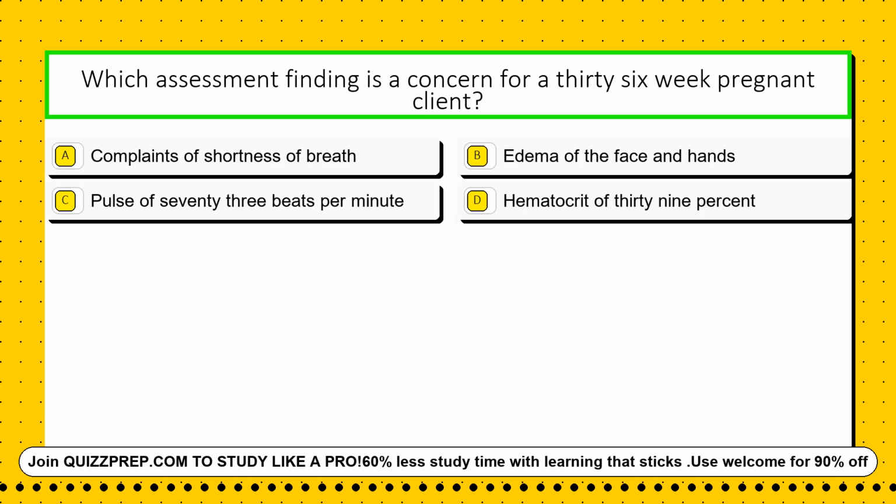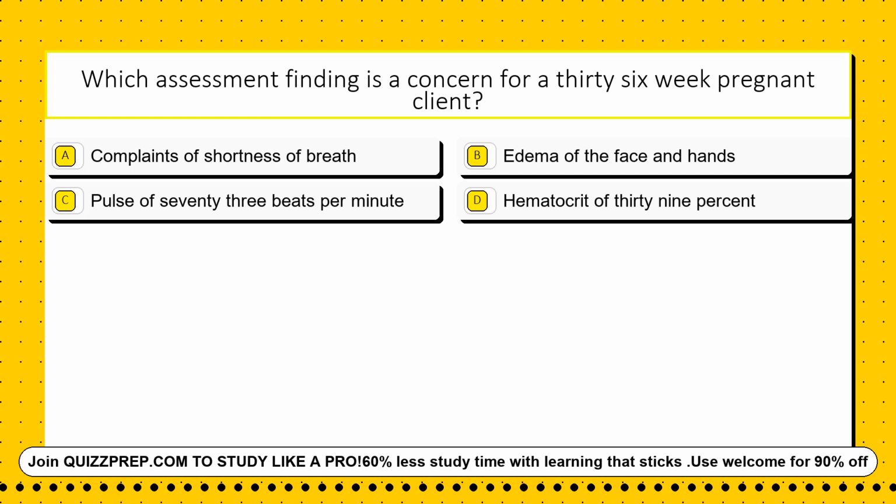Question 83. Which assessment finding is a concern for a 36-week pregnant client? Option A. Complaints of shortness of breath. Option B. Edema of the face and hands. Option C. Pulse of 73 beats per minute. Option D. Hematocrit of 39%.